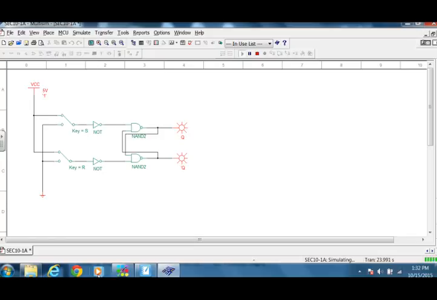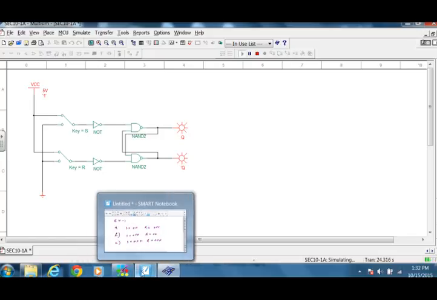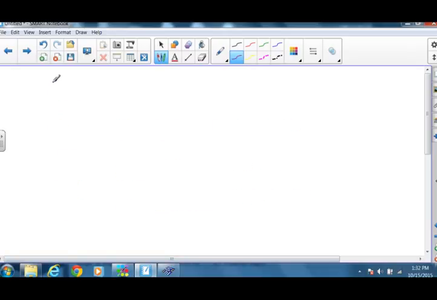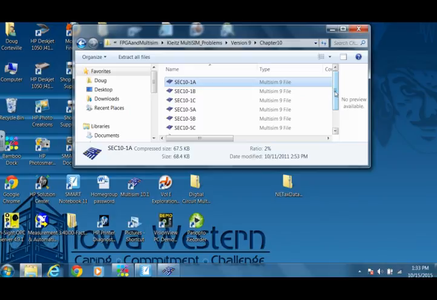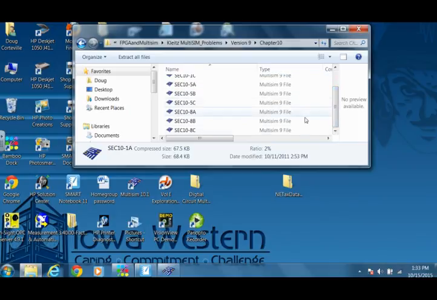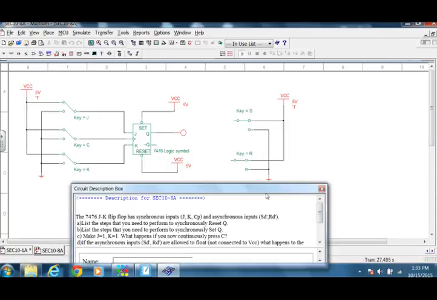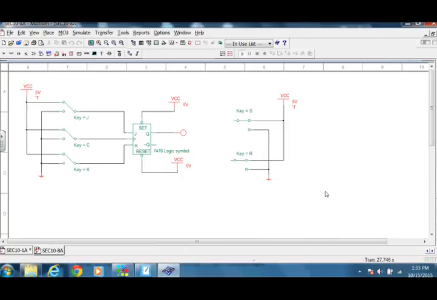E10-7. Load circuit 10-8E. How are we going to do that, I wonder? 10-8A. All right, so there's 10-8A. Okay. I wonder what that thing over on the other side is.